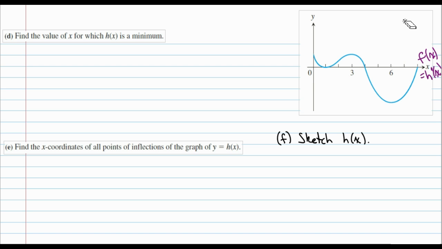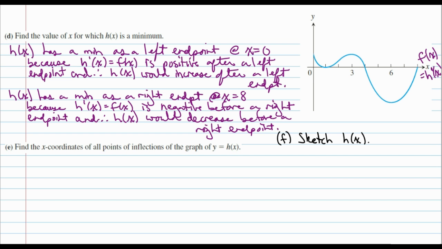Now, we don't need to relate f to h prime anymore because we did that on the previous example. This is still part of the same problem. We've already used the fundamental theorem of calculus to claim that the graph we're looking at is the derivative of h. So now we can just state that we have minimums as endpoints. So I explained these very similarly to how I would in chapter 4. I said that h of x has a minimum as a left endpoint at x equals 0 because h prime, the derivative, or f of x, the graph we're looking at, is positive after a left endpoint, and therefore h of x would increase after a left endpoint, and very similar phrasing for the right endpoint.